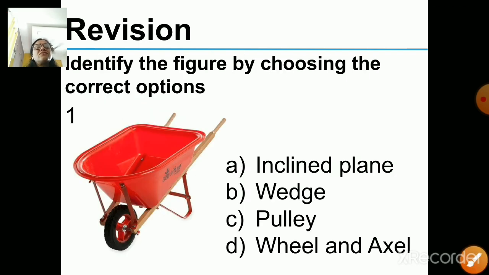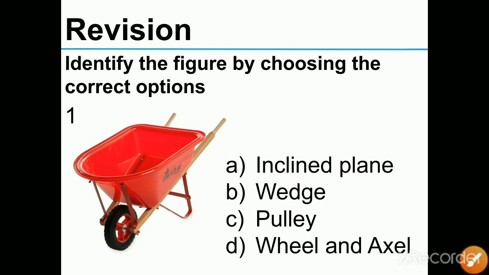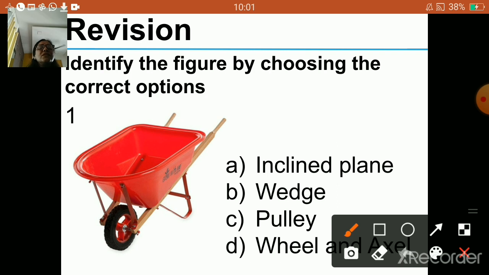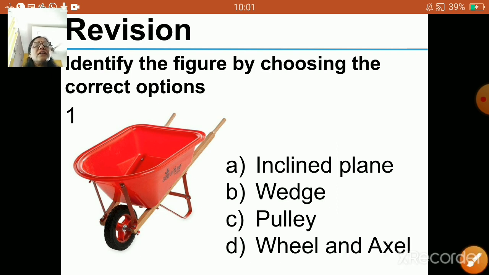Right, children? Next, here you have to identify the figure by choosing the correct options. First you see the figure nicely, and then you go through the options, and think about all the options first. So first is inclined plane. Is it inclined plane, or is it wedge, or is it pulley, or is it wheel and axle? It is not inclined plane, it is not wedge, neither pulley. It is wheel and axle. So wheel and axle is the correct option.